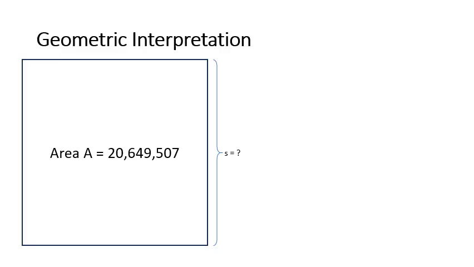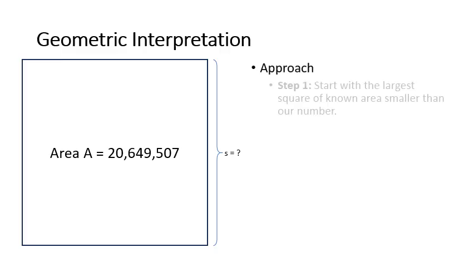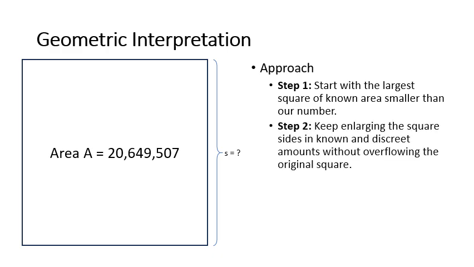20,649,507. The approach would be to start with the largest square of area less than our number, but having the same even order of magnitude as our number, and to keep enlarging the square sides in known and convenient quanta, for example, in multiples of lower and lower powers of 10, without overflowing the original square until the desired accuracy is achieved.